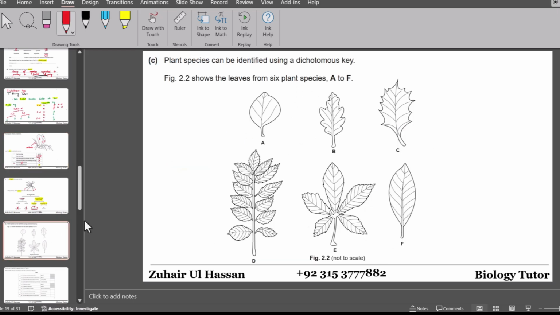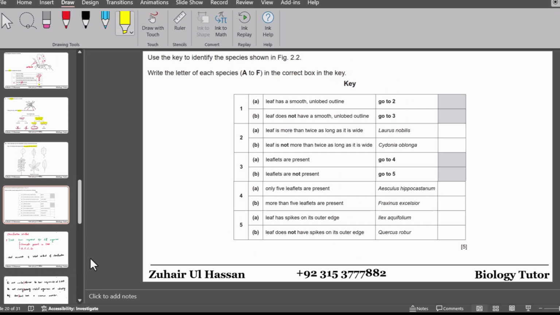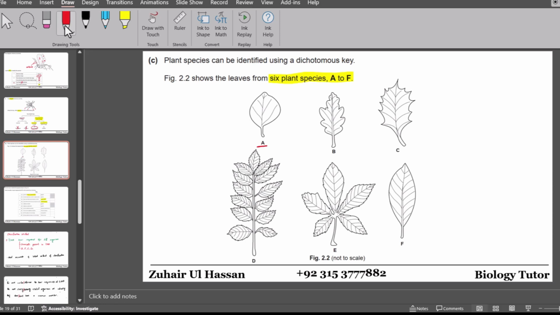If you talk about one of the theory questions, so for example, here you are provided with 6 plant species from A to F. And this is the key with the help of which we have to identify the name of each and every organism. And these names are not common name, these are binomial name or scientific name. The very first feature says that leaf has a smooth unlobed outline. So first of all, let us find out the plants that are having a smooth and unlobed outline. So the plant species A and plant species F both are having smooth and unlobed leaf shape.